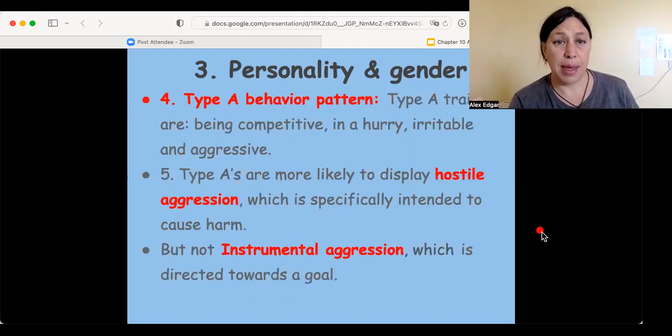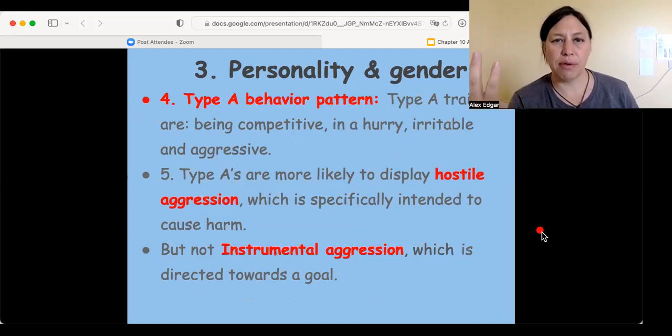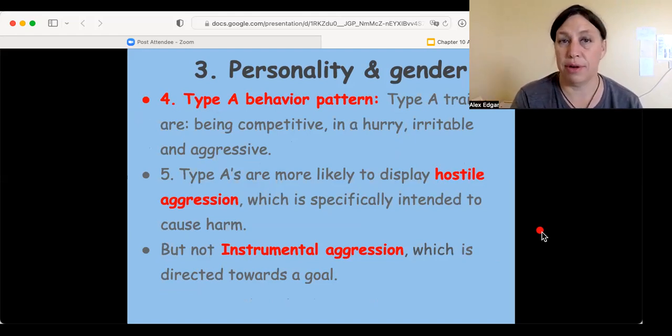Okay. Type A's, competitive, hurried, irritable, aggressive, more likely to display hostile aggression, specifically to cause harm, okay? But instrumental aggression, both type A's and type B's, who are far more laid back, both do instrumental, which is directed towards a goal.